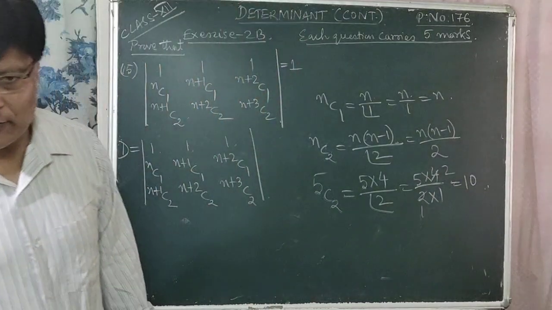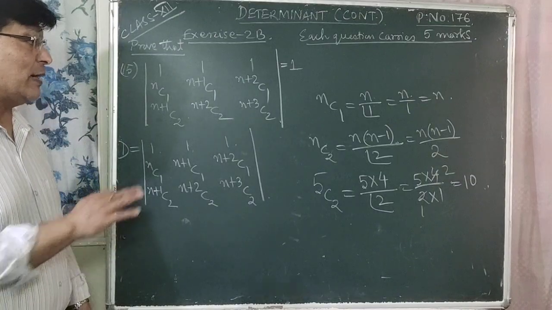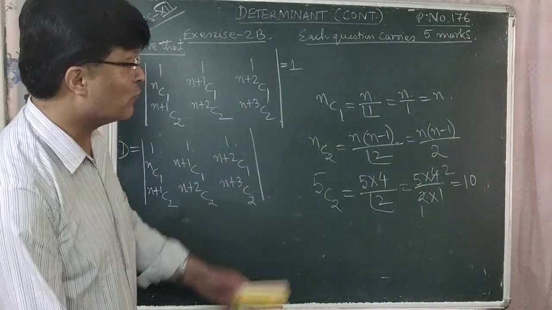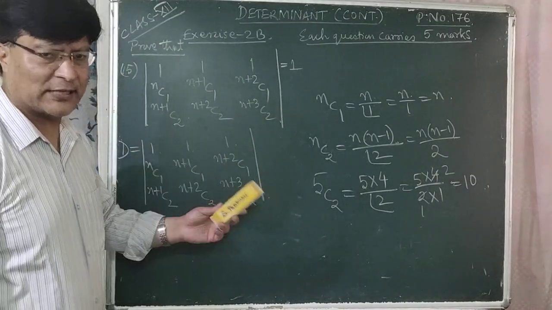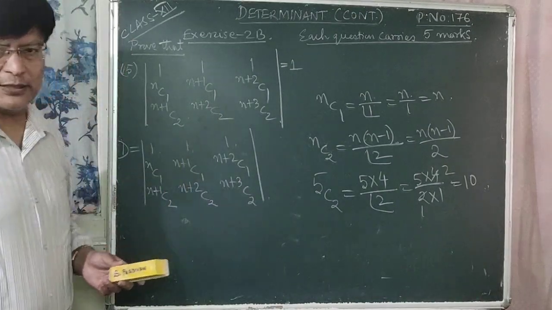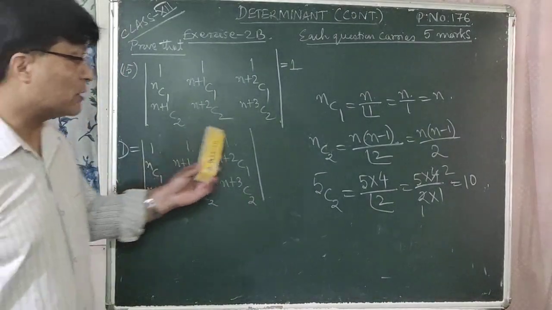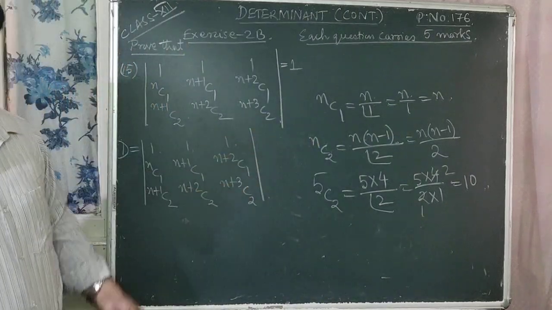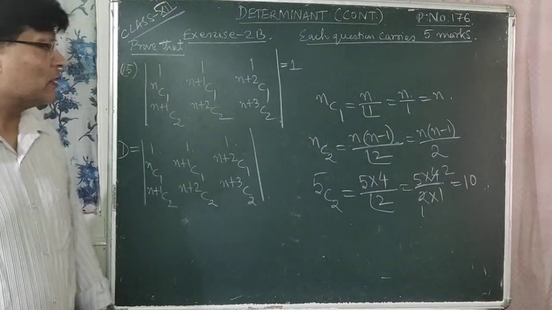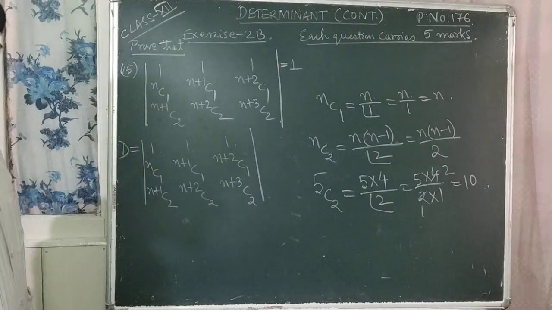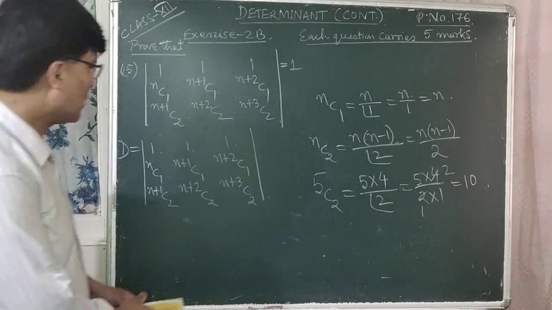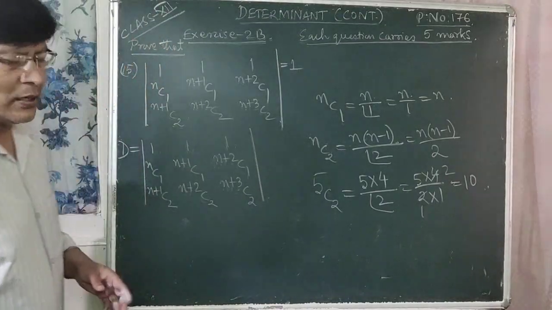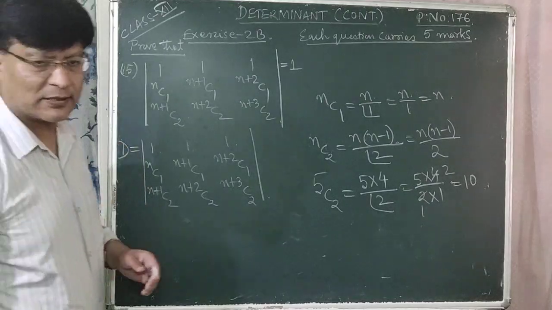So is it understood now, NCR? I'm just revising it because we need all this concept in this determinant. I think you have done it in class 11. You have done this NCR in class 11, haven't you? So I'm just doing a revision. Okay? And now let's simplify this determinant.